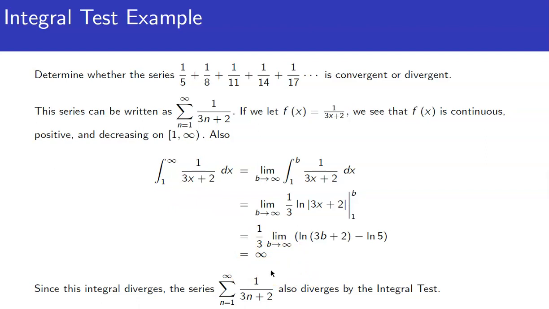So since the integral diverges, the series does the same thing. So that series, the sum from n equals 1 to infinity of 1 over 3n plus 2, also diverges by the integral test.